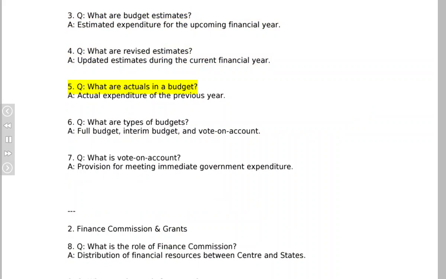5. Q. What are actuals in a budget? A. Actual expenditure of the previous year. 6. Q. What are types of budgets? A. Full budget, interim budget, and vote on account. 7. Q. What is vote on account? A. Provision for meeting immediate government expenditure.